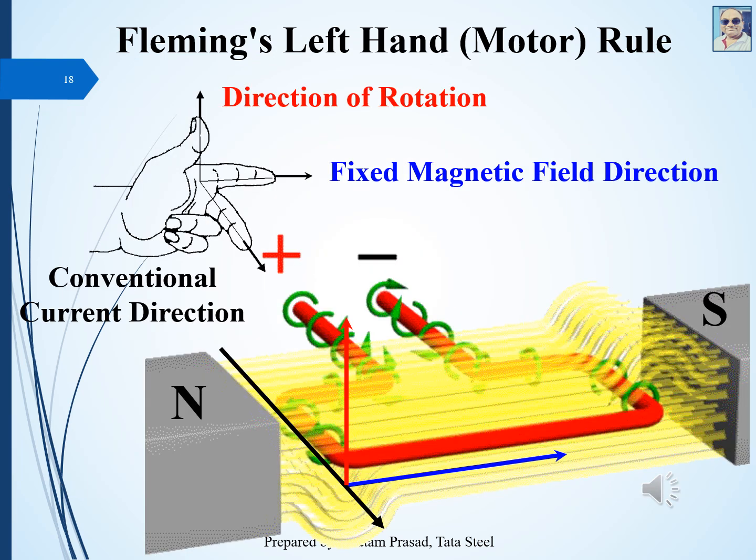So here also Fleming's left-hand rule has been discussed once again. The conventional direction of the current and the direction of the force have been explained. So here you can see the direction of force is upward on the left side of the coil, and similarly on the right side it will be in the downward direction.